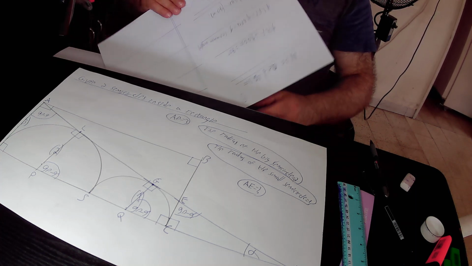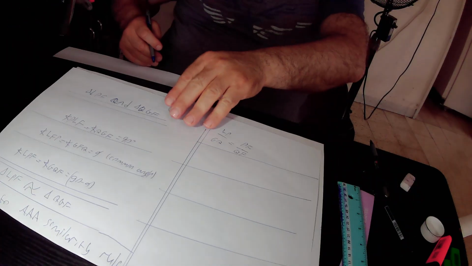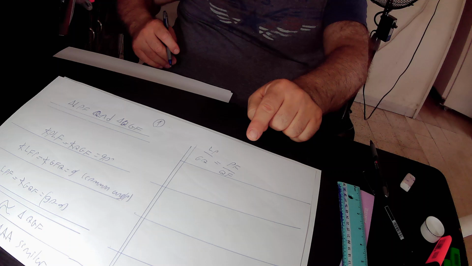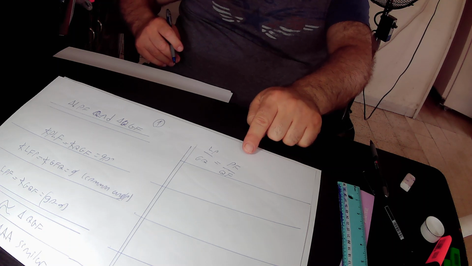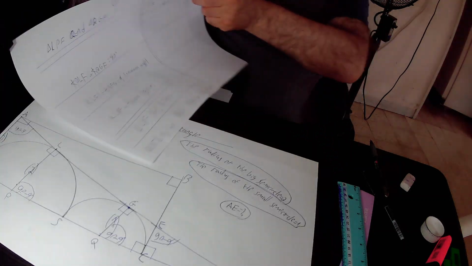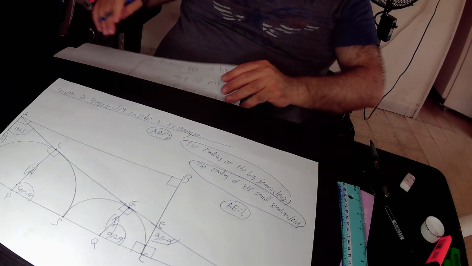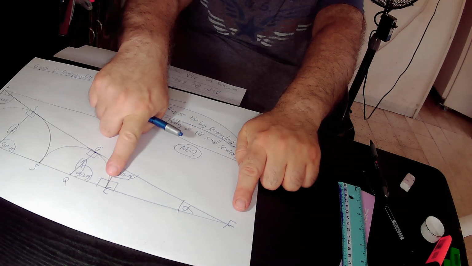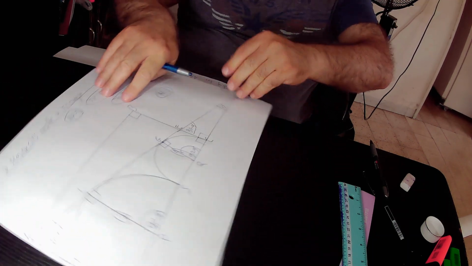Because again, we derive that side LP in the big triangle over side GQ in the small triangle equals side PF in the big triangle over side QF in the small triangle. In the next step, we'll define the length of this line segment CF as X.